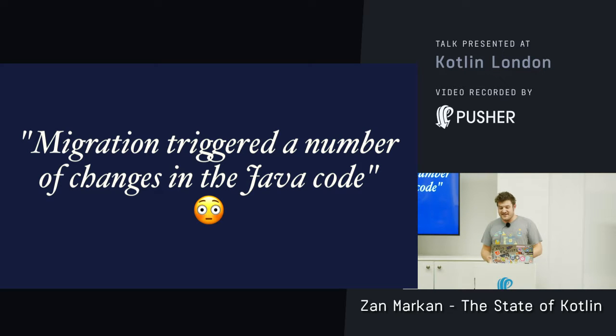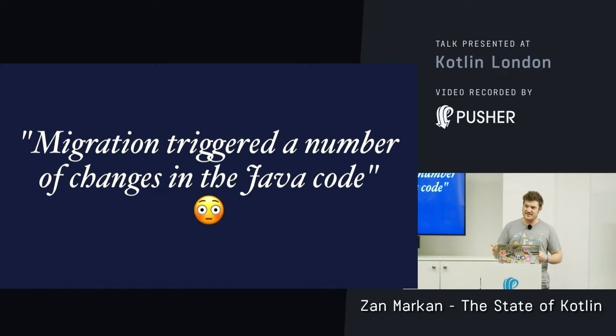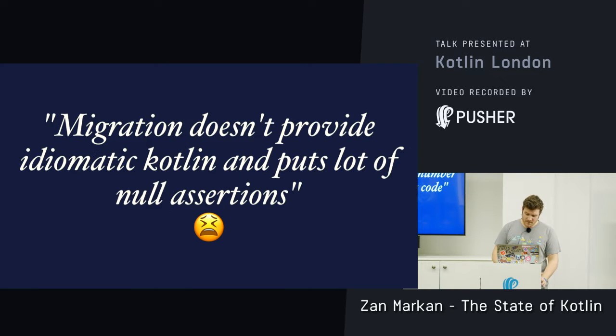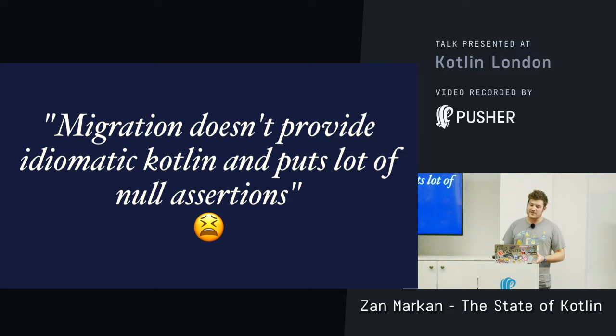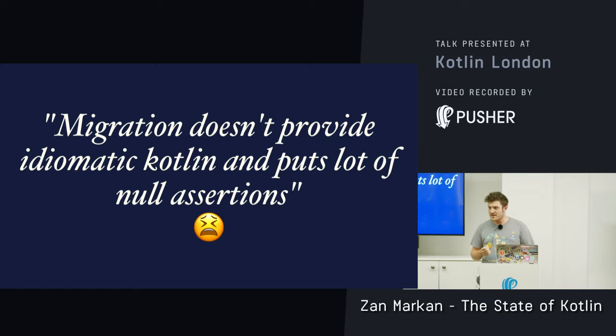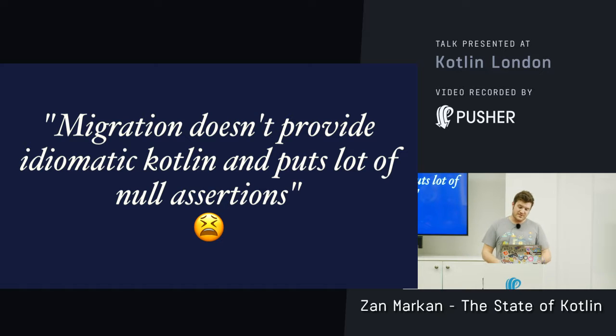On a more technical side, migration triggered a number of changes in the Java code, especially when you have a bunch of statics and it kind of breaks your API. This is what can happen. It's also that the wizard migration does not provide idiomatic Kotlin, and it puts in a lot of null assertions, which can be considered code smells, which means that you might want to rethink this and do some conversion manually as opposed to using the wizard. So yeah, that was usage of Kotlin.